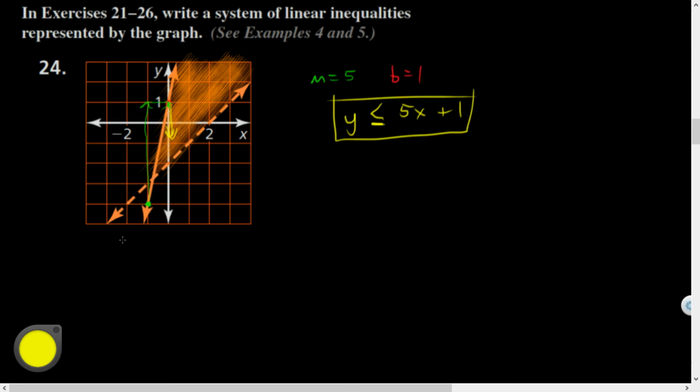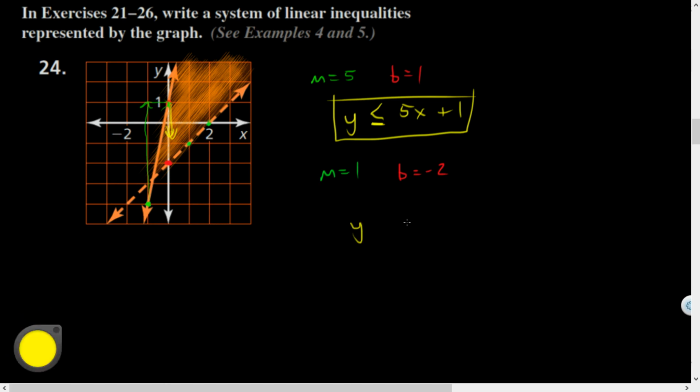All right, let's do the other one. Where's the y-intercept on the dashed line? Yeah, I think it's negative 2. And the slope is 1. How do you find that slope? How did you know the slope was 1? It goes up 1 over 1, up 1 over 1, right? So slope is 1. Now, it's shaded above.